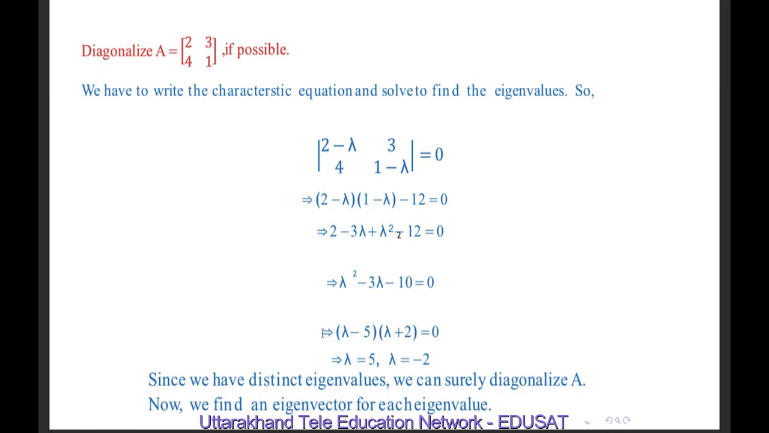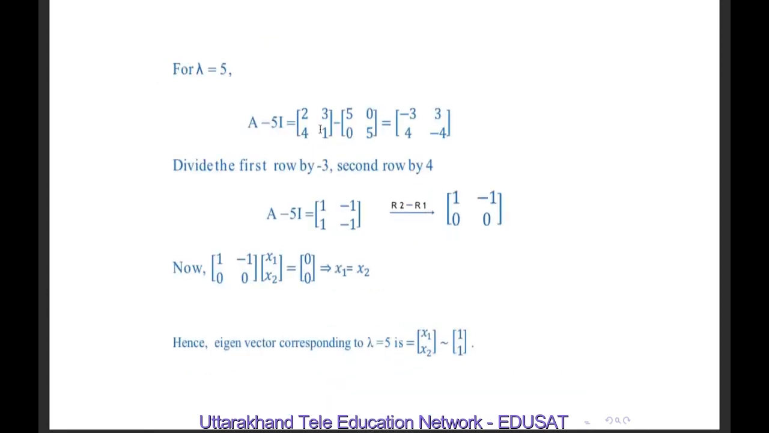Now we will find the corresponding eigenvectors. First we will find the eigenvector corresponding to lambda equal to 5, then we will find the eigenvector corresponding to lambda equal to minus 2. So for lambda equal to 5, A minus 5I is equal to [2, 3; 4, 1] minus 5 into [1, 0; 0, 1], where [1, 0; 0, 1] is the identity matrix.